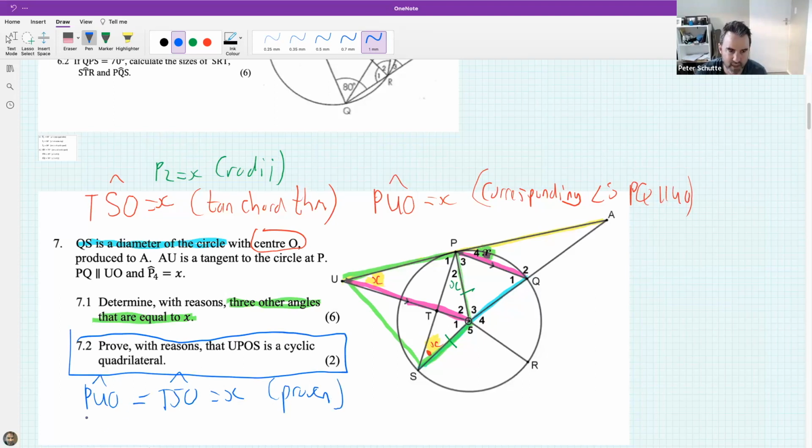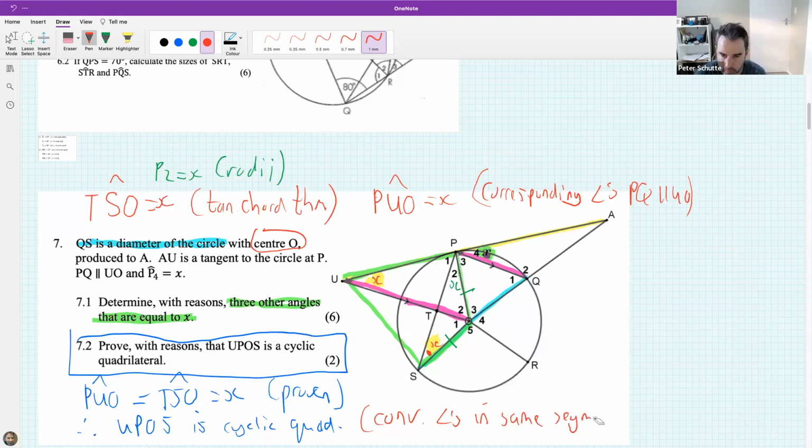And then you can say, therefore, UPOS is cyclic quad. And the reason is converse angles. Let me write this. Angles in same segment. And that's it.